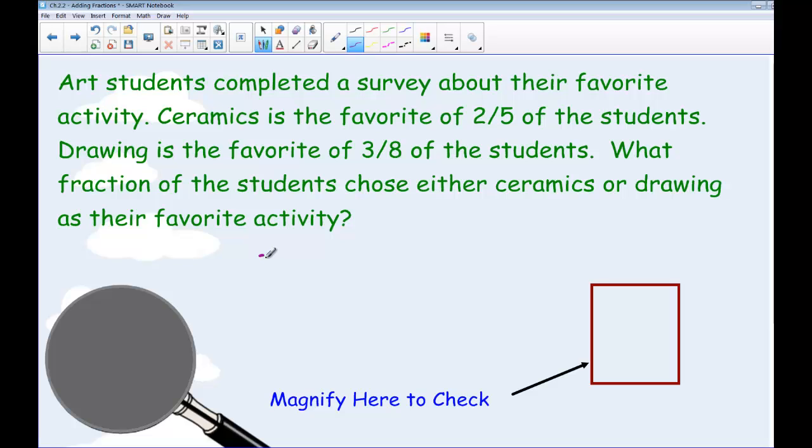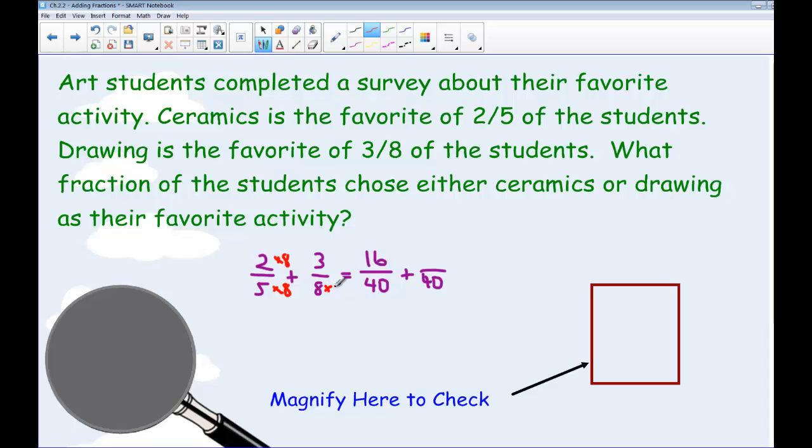So we're going to set this up first of all by writing out an equation for ourselves. So 2/5 plus 3/8. Now in this situation, the denominators are different, so we need to find an LCD. In this case, 5 times 8 is 40. So that will be our LCD. So we multiplied 5 by 8. So we'll multiply its numerator by 8. So the equivalent fraction will be 16/40.